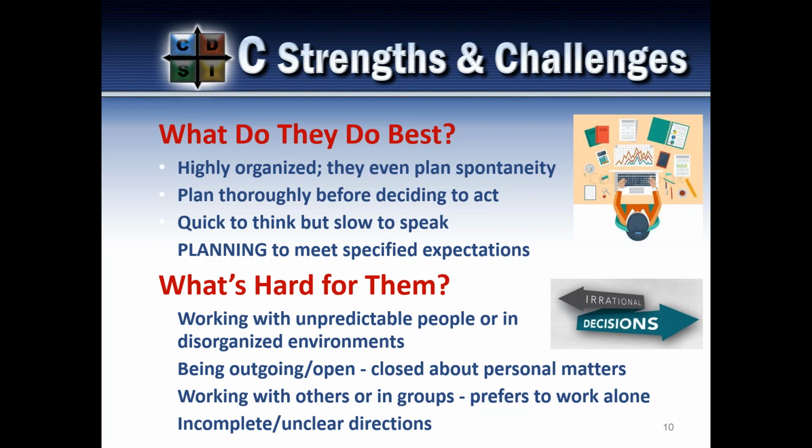They don't like unpredictable environments. If you've got a C coming to your meeting, make sure they know the agenda, make sure they know what the expectations are. Are we making decisions today? Are we going to just talk something through? Is it open? Are you going to be asking people their opinion? Because the C's will only speak up if they really need to. Same with the S's. So again, give them a sense of what that predictable environment could look like.